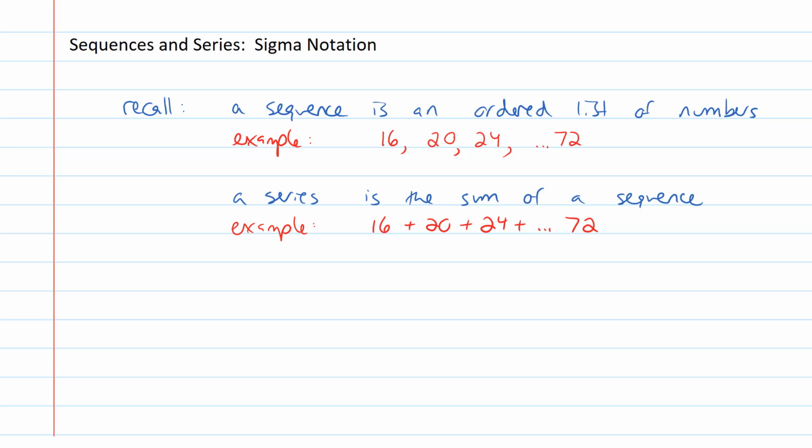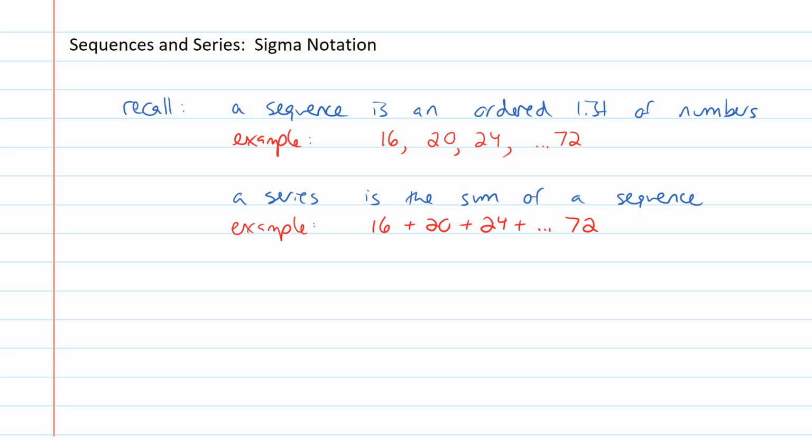So today we're going to look at sigma notation, which is a particular way of writing a series. But before we start, I want to remind you that a sequence is an ordered list of numbers. So for example, we've got the numbers 16, 20, 24, ... all the way up to 72. So this is a finite sequence because it stops somewhere.